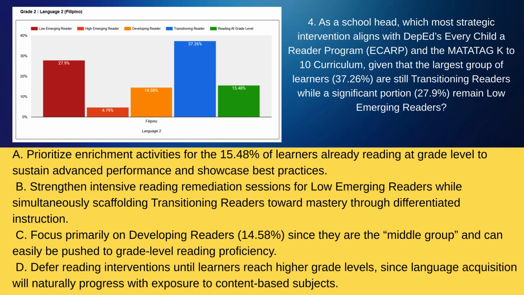A. Prioritize enrichment activities for the 15.48% of learners already reading at grade level to sustain advanced performance and showcase best practices. B. Strengthen intensive reading remediation sessions for low emerging readers while simultaneously scaffolding transitioning readers toward mastery through differentiated instruction. C. Focus primarily on developing readers, 14.58%, since they are the middle group and can easily be pushed to grade-level reading proficiency. D.